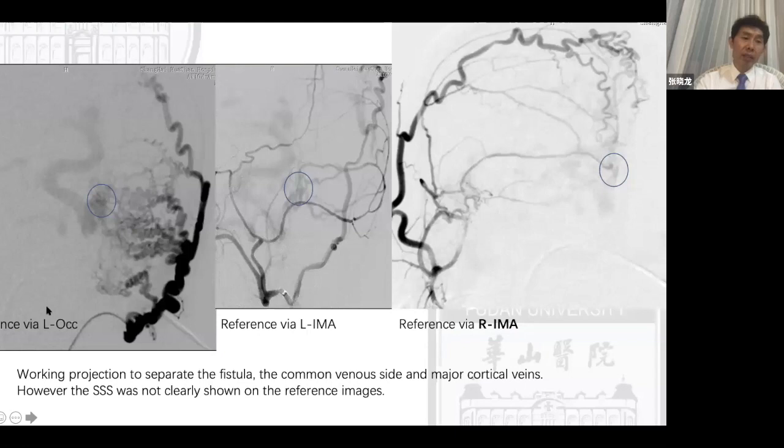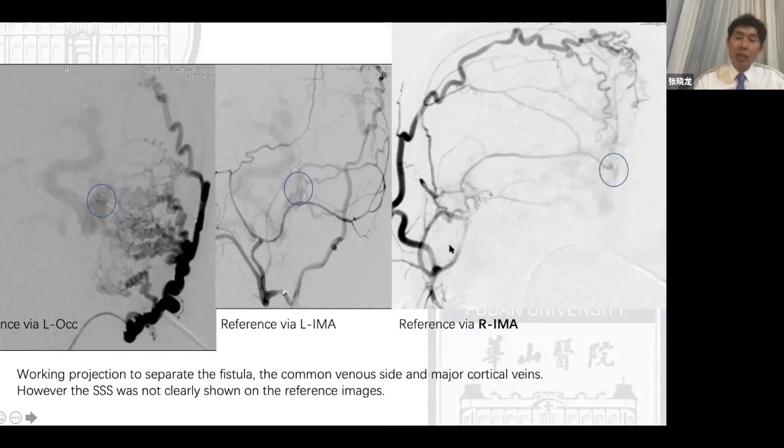We can find the reference where the left occipital artery was before it was occluded. The feeding artery, and here is the common vein segment, the site of the fistula. This is the left internal maxillary artery angiography to show the fistula is here, and the feeding artery was the posterior branch of the middle meningeal artery.